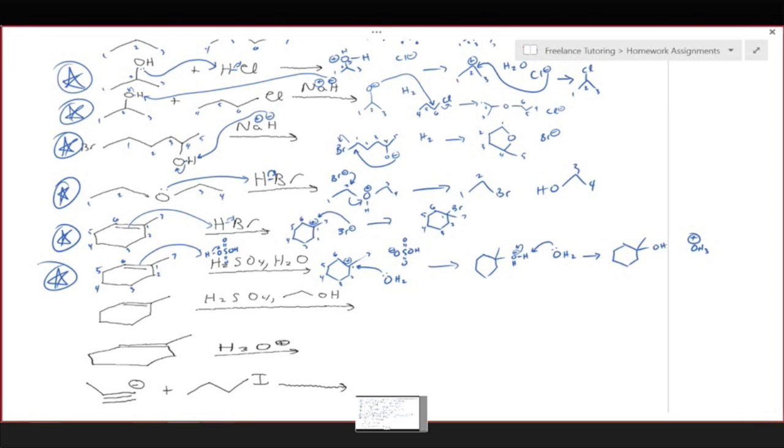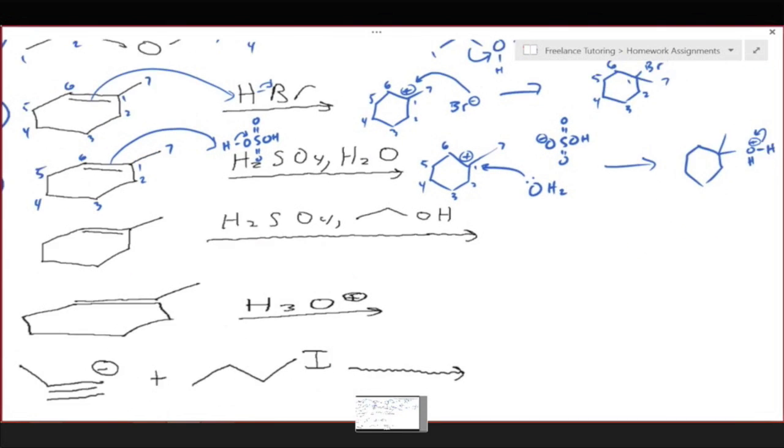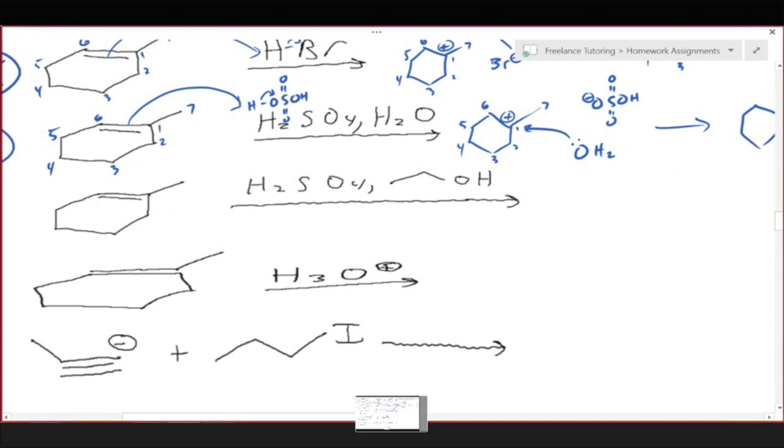Let's see, I'm not sure if we're going to do all of these now together, but some of them I think we'll need to do. Okay, so let's move on down to the hydronium problem. Let's try that problem.